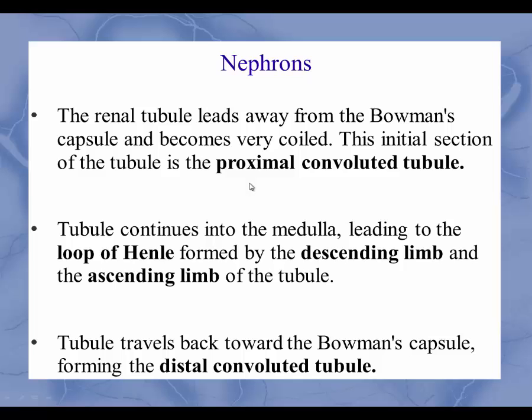From there the tubule will continue into the medulla, leading to what's called the loop of Henle. It's a loop because it has a part that goes down, or the descending limb, and a part that goes back up, or the ascending limb. Both of these together make up the loop of Henle. And from there the tubule will head toward the Bowman's capsule again. It's still fairly twisted, so it's still convoluted, but it's now distal from the capsule. So it's a distal convoluted tubule.